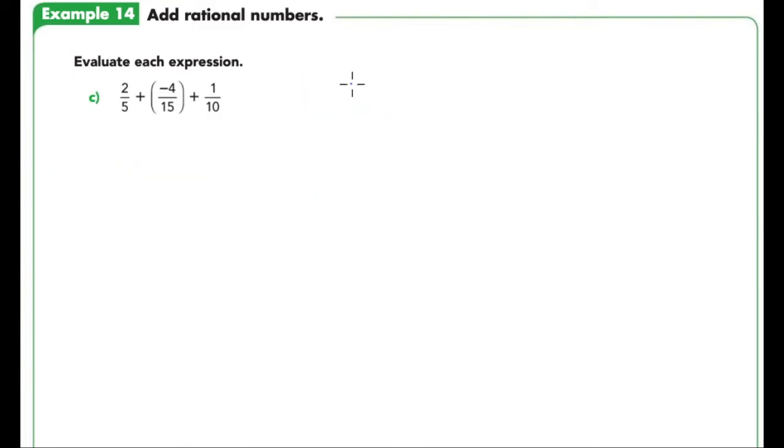For our last example here, we have three fractions that we're adding together. So we have 2/5 plus a negative 4 over 15 plus 1/10. And for this example, we're going to try and find a common denominator between all three fractions first.